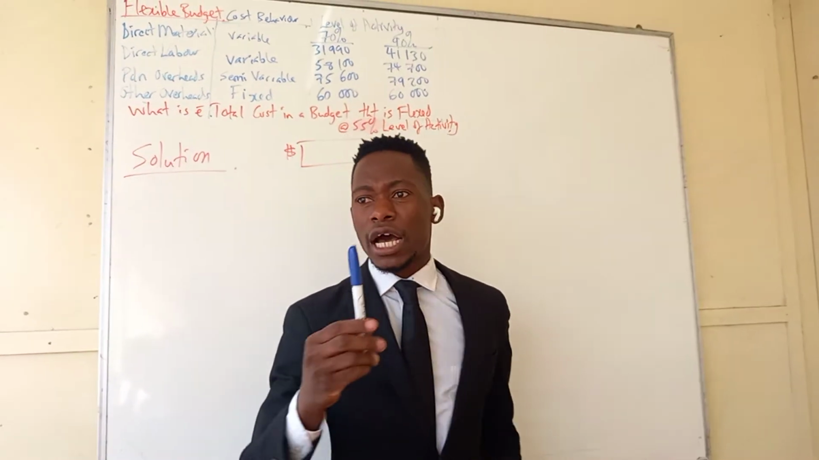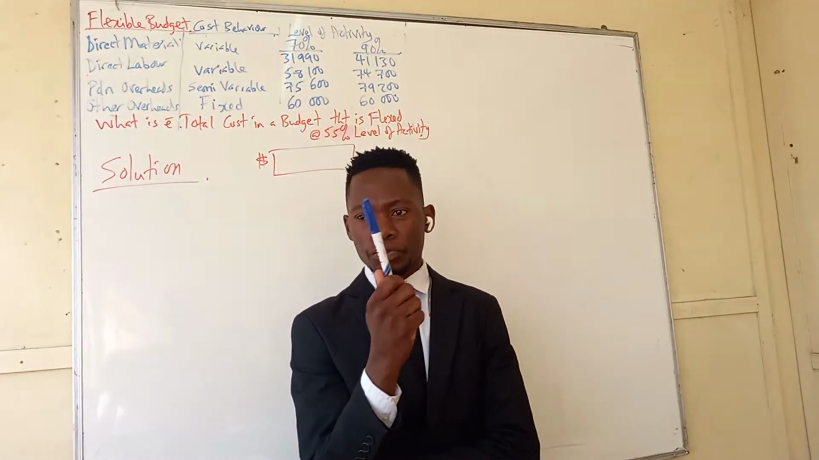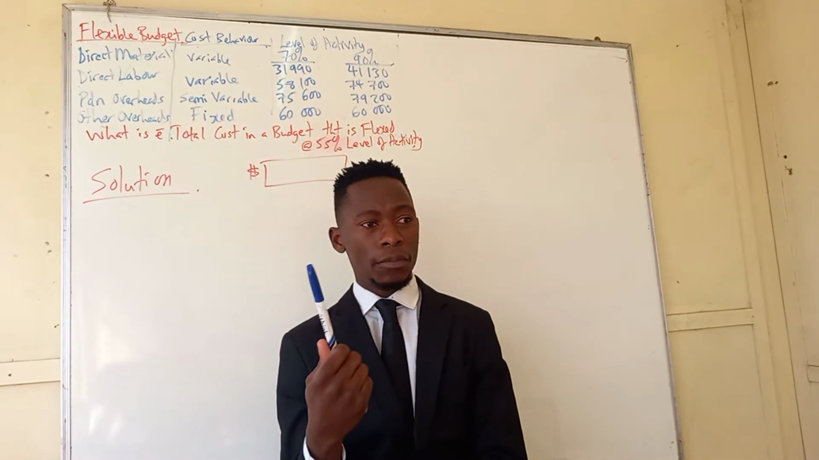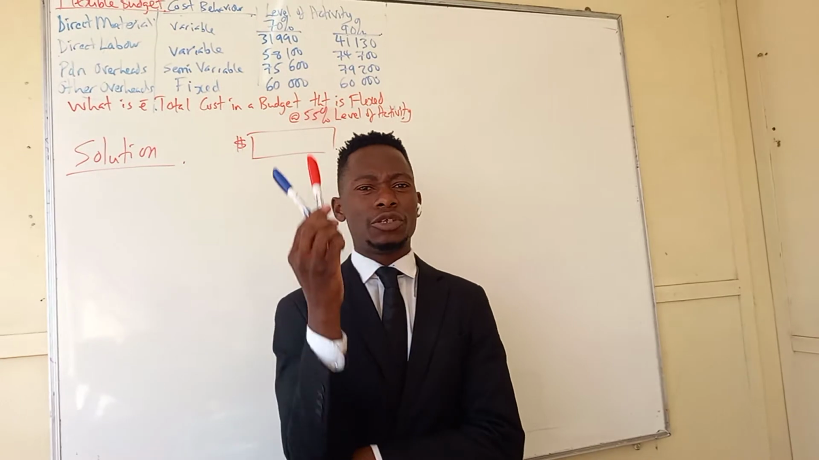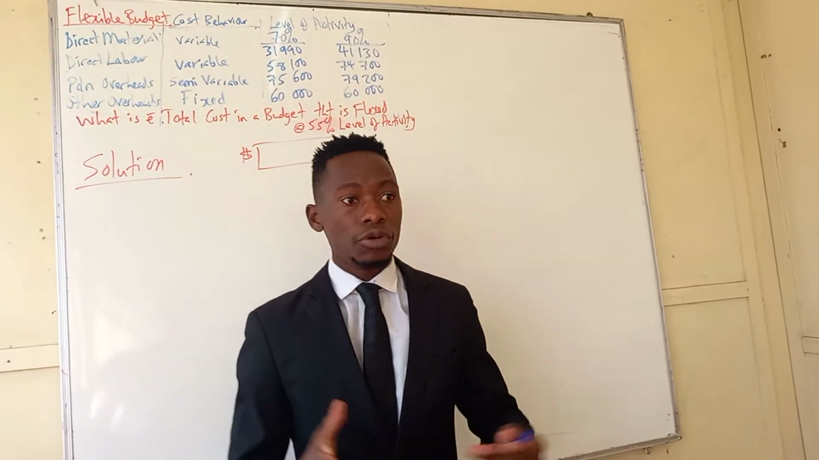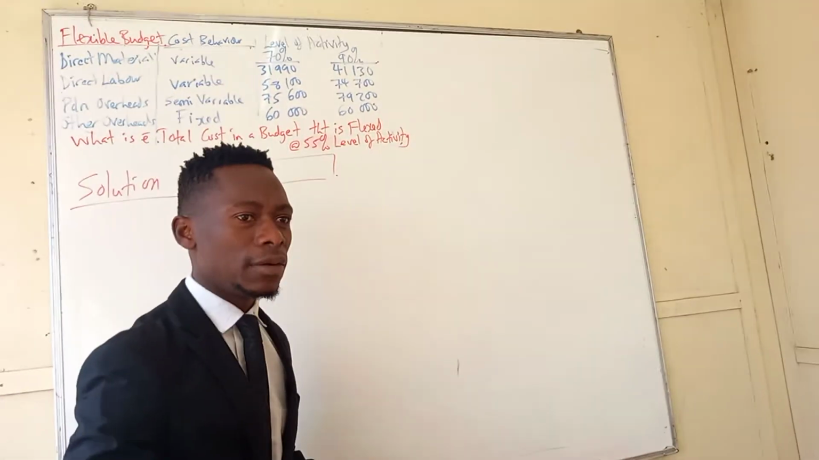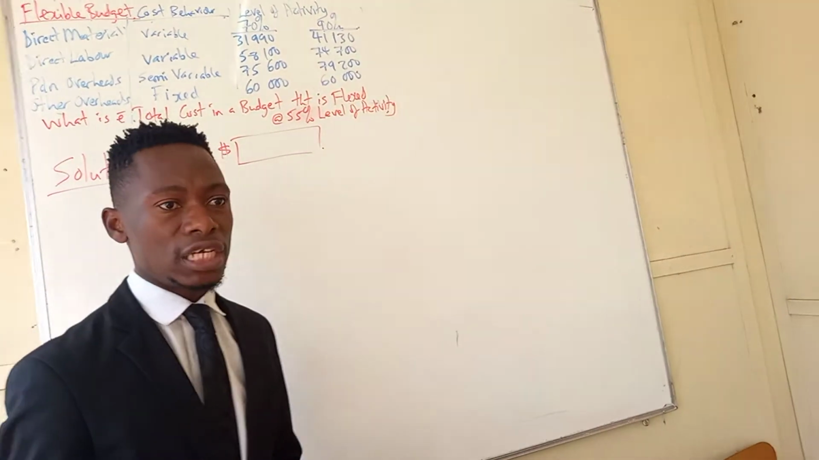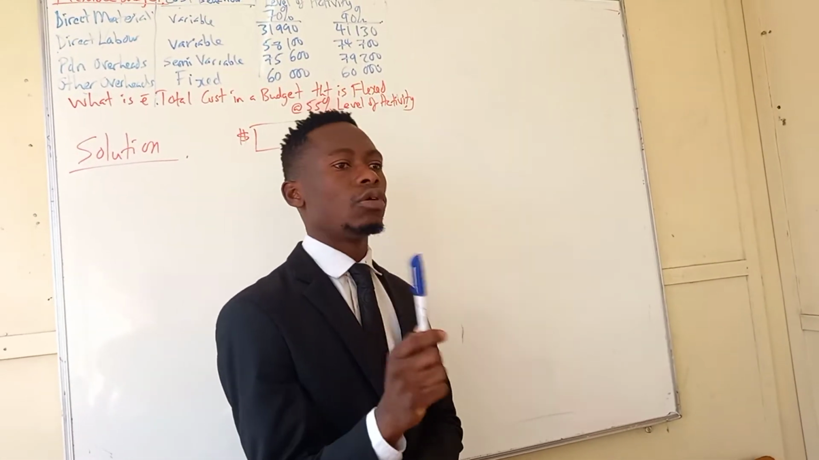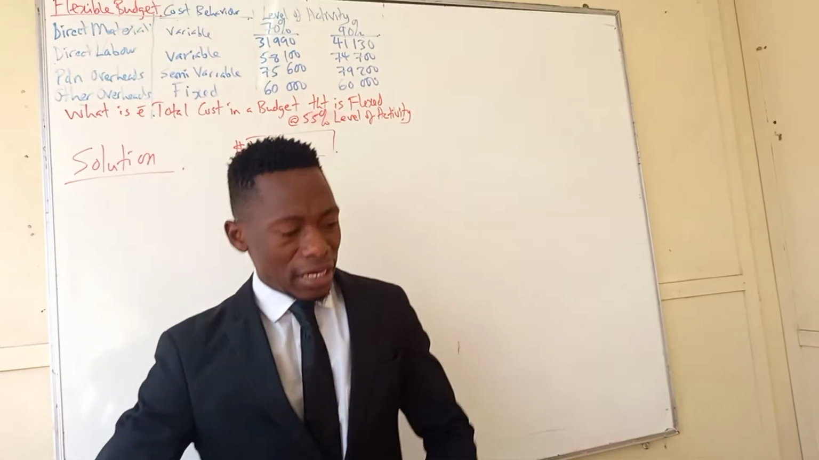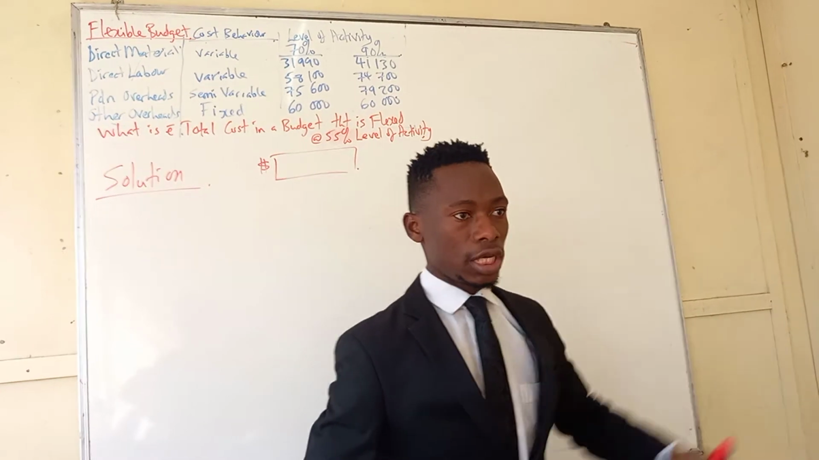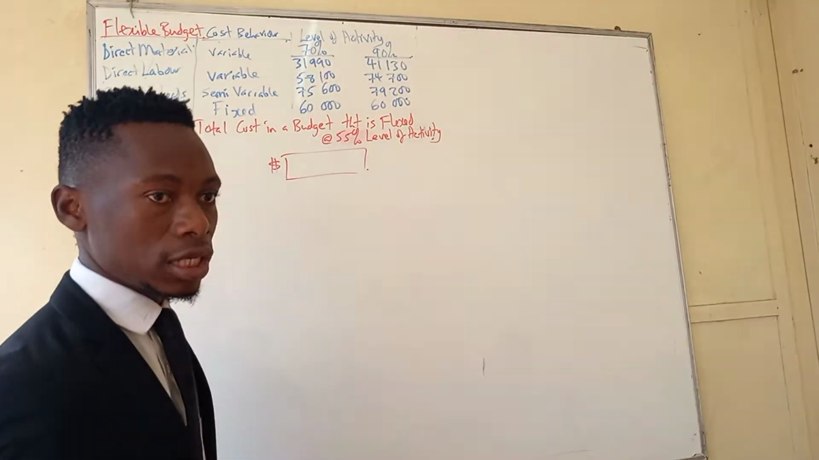Let me give an example. I might want to purchase this whiteboard marker. I'll pay $5. What about if I want to buy two? What about if I want to buy three? The cost will change, it will increase. So that's a variable cost. Yes, it is constant per unit. One whiteboard marker is $5. Per unit, it's the same. But if I increase the number of units, the total cost changes. So per unit is constant.